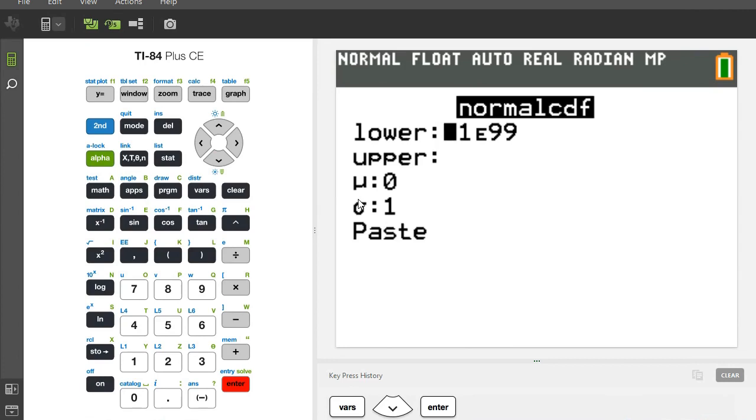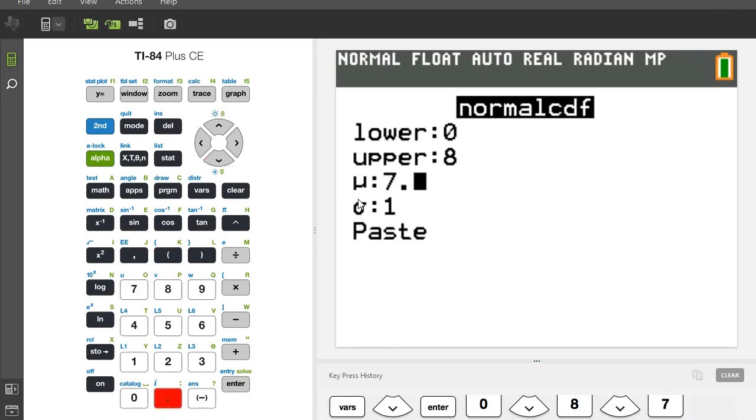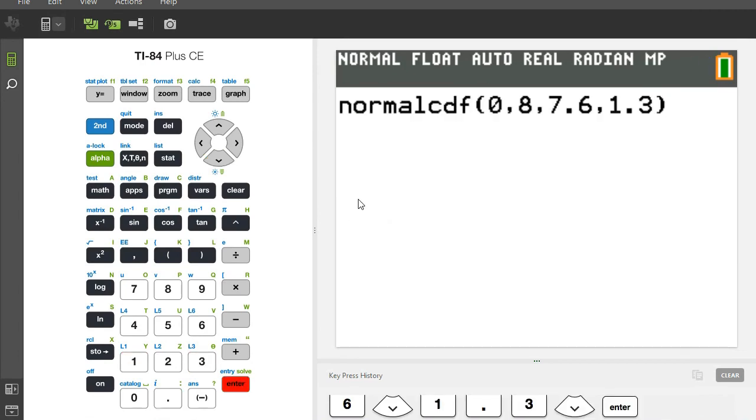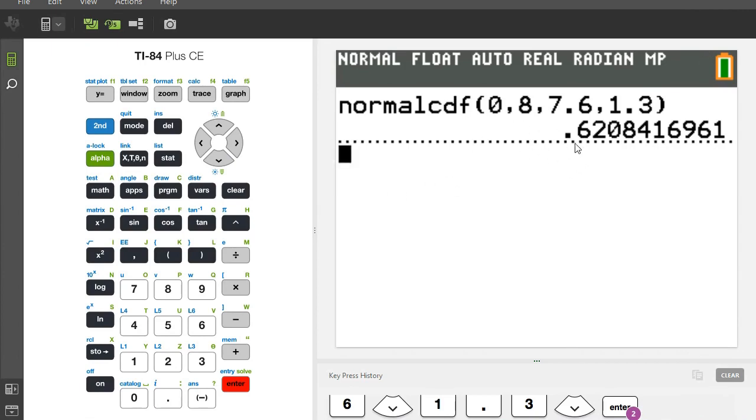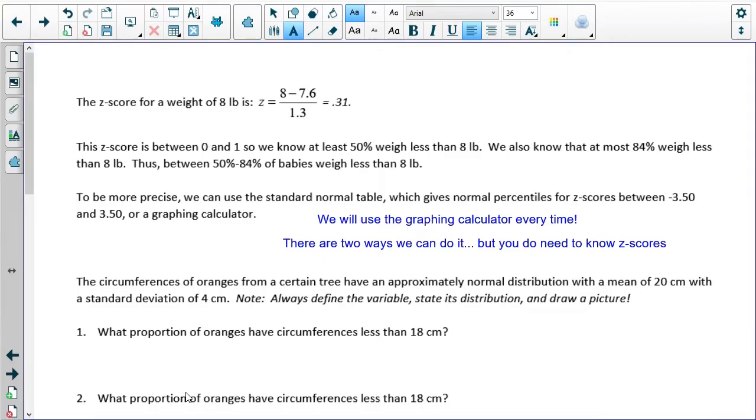So I want babies less than 8 pounds. So babies between 0 and 8 pounds, I know the mean was 7.6 and the standard deviation was 1.3. So I just calculate it and the calculator gives it to me. So it's 62.084%. Or if I'm writing it as a proportion, I'll say 0.621 or something like that. But we're in percentages at the moment.